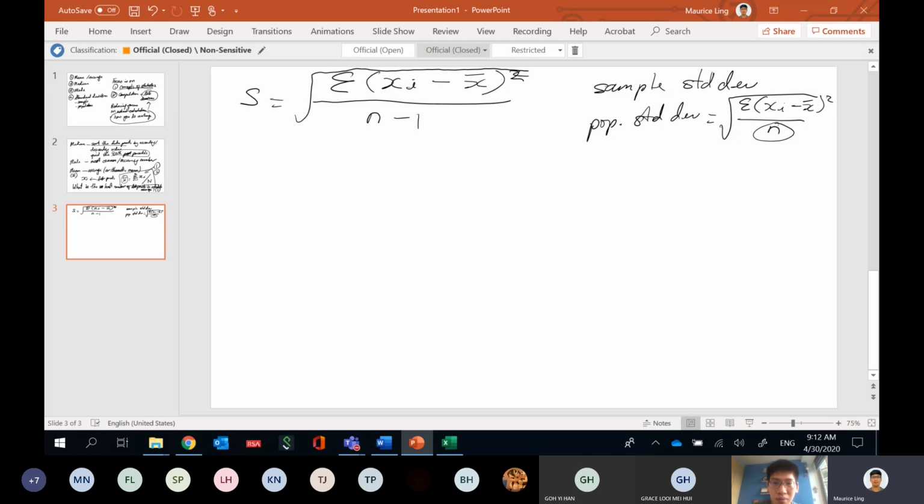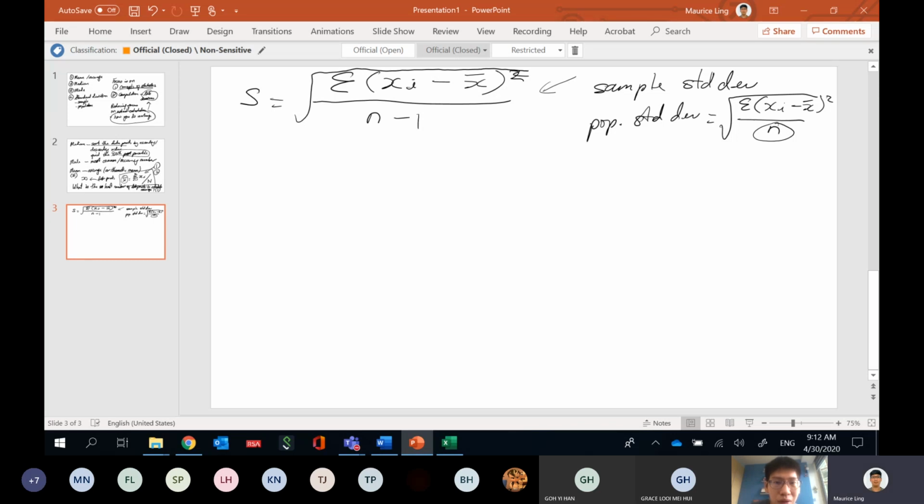Okay. Now my next question is, just answer me in a few seconds. How many data points do I need for standard deviation? What is the least number of data points that I need for standard deviation? 1, 2, 3, or what? What is the number? Just tell me the number.